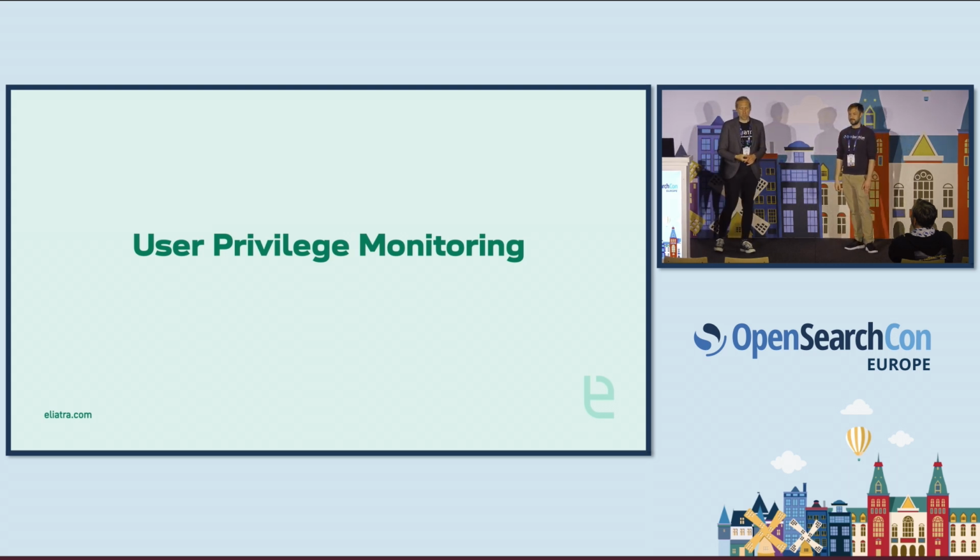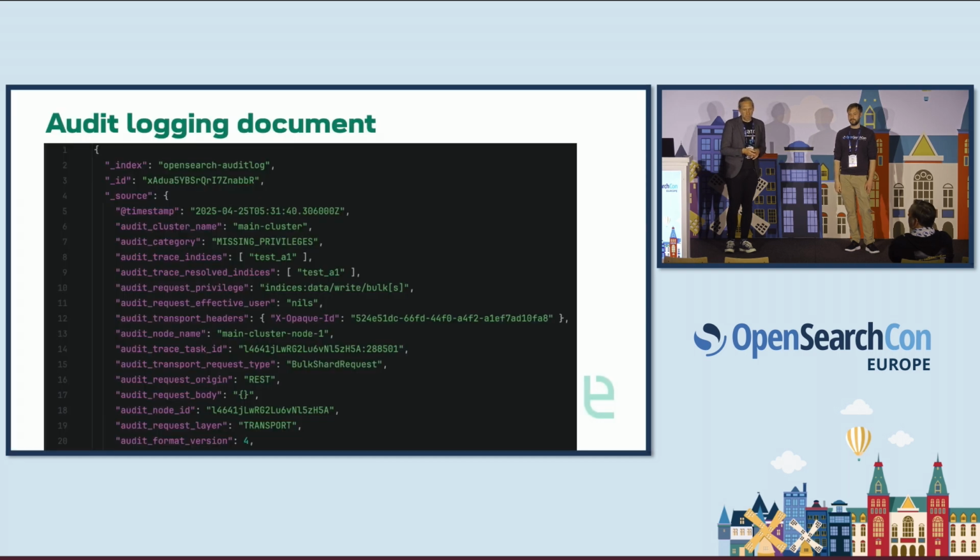Second use case, user privilege monitoring. As we said, the scenario is someone is administrating, for example, a cluster running Dashboards, and a user wants to use a particular feature, but they just get a pop-up, forbidden, whatever, and what to do then. And we are looking again at the audit logging for this.